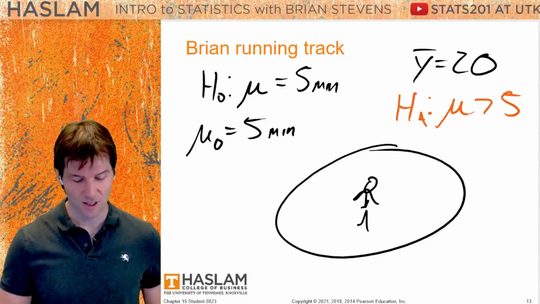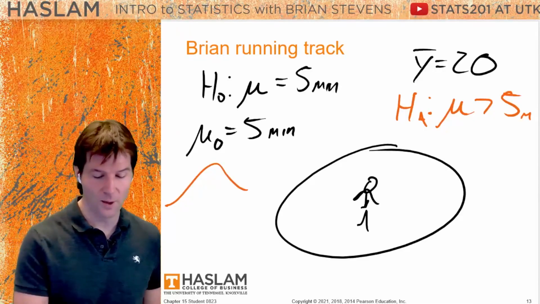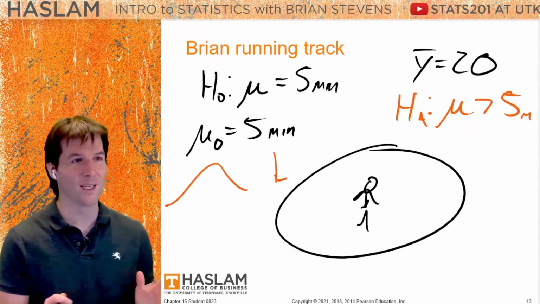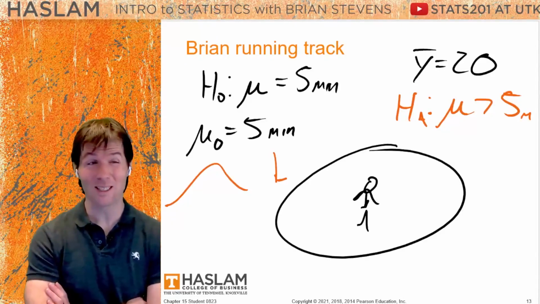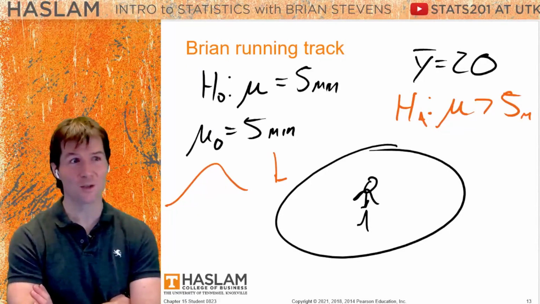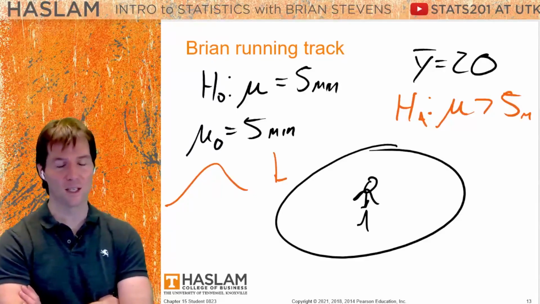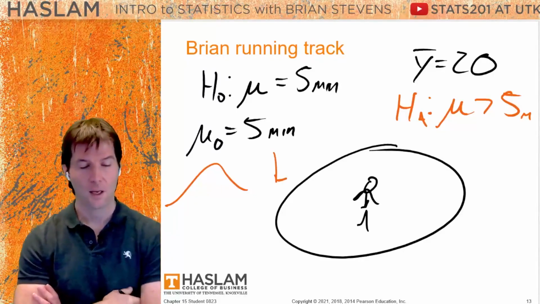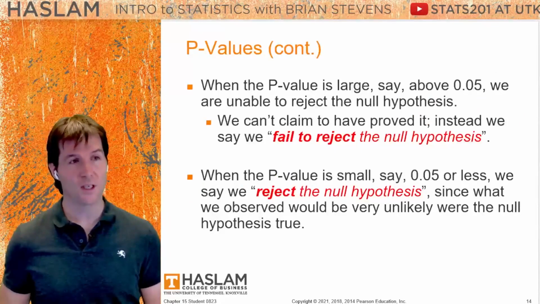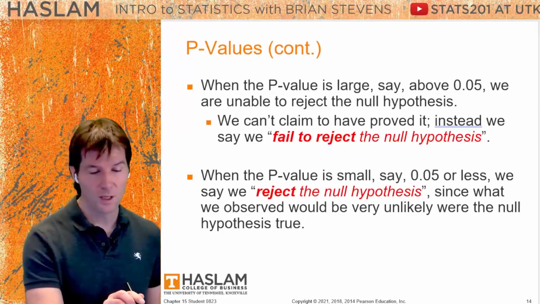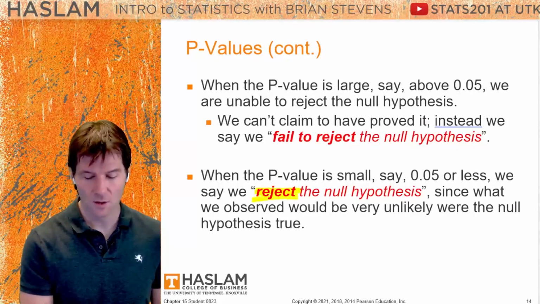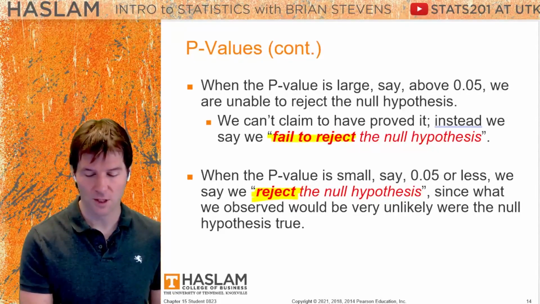Then we had the extremely unlikely result right here, way off the curve, which is virtually impossible. Your 5-minute mile runner takes you 20 minutes? That's virtually impossible. I reject that you're a 5-minute mile runner. I have evidence that it takes you more than 5 minutes to run your mile. Very important to know that when we do these tests, there's two conclusions. We either reject the null or we fail to reject the null.